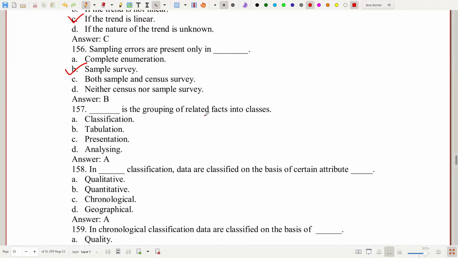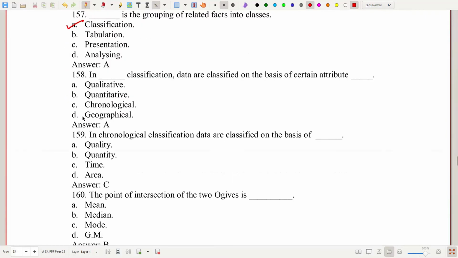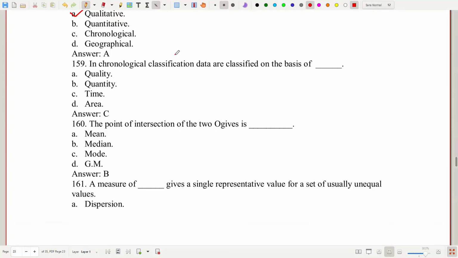Dash is the grouping of related facts into classes. Answer is the classification is the grouping of related facts into classes. In dash classification, data are classified on the basis of certain attribute, and that is qualitative. In qualitative classification, data are classified on the basis of certain attribute. In chronological classification, data are classified on the basis of time. The point of intersection of the two ogives is the median.